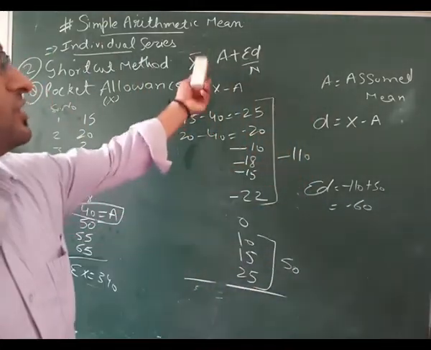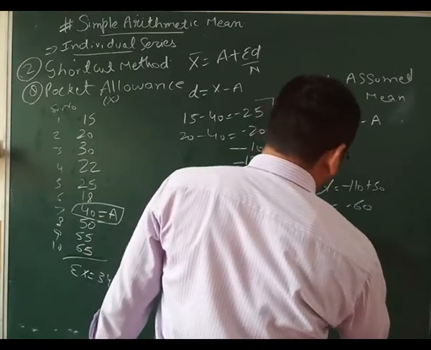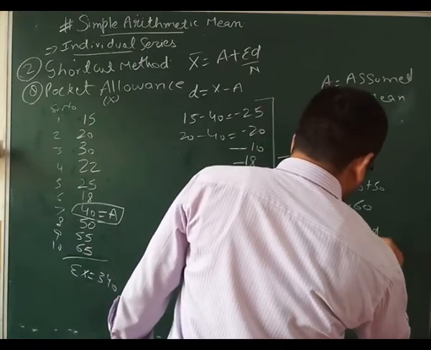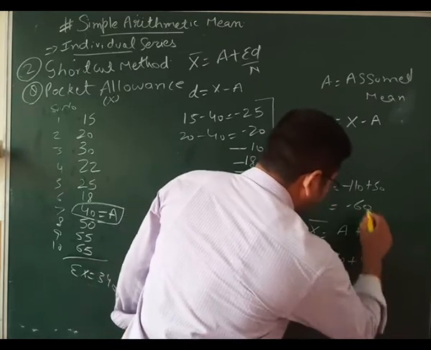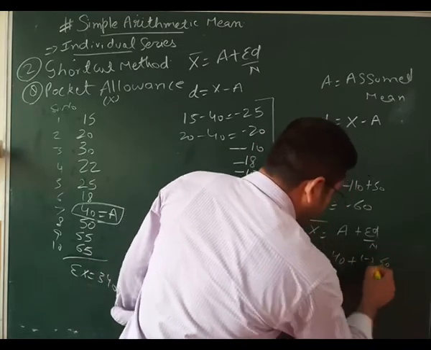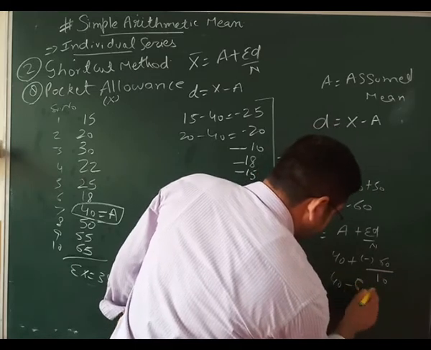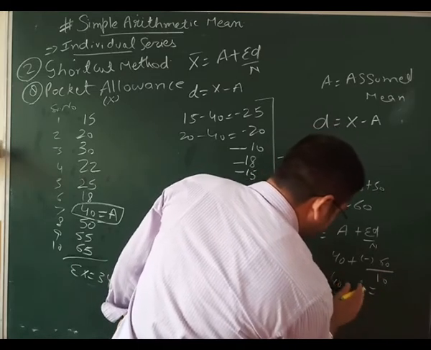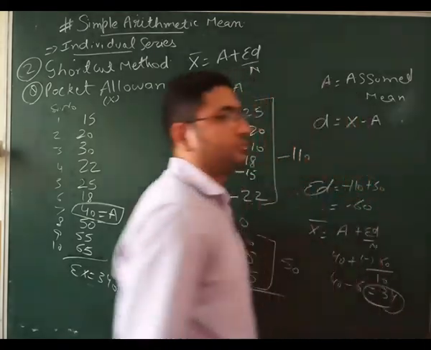Now I'll substitute this into the formula. We know x bar is equal to a plus summation d upon n. So a here is 40, plus minus of summation d, which is 60, upon n, which is 10. So 40 minus 6. So the answer is again 34.